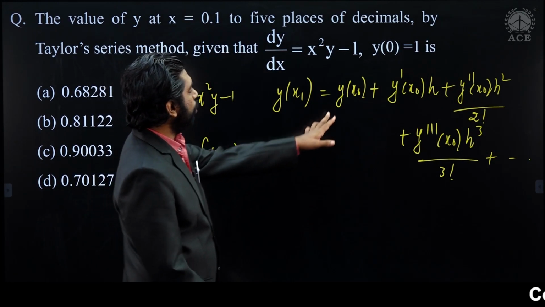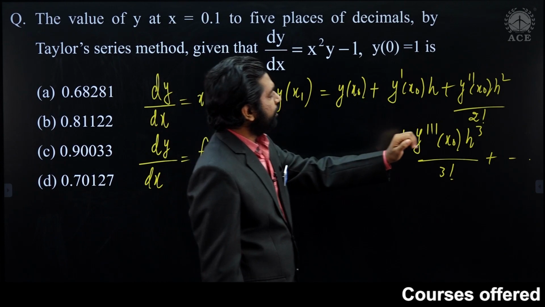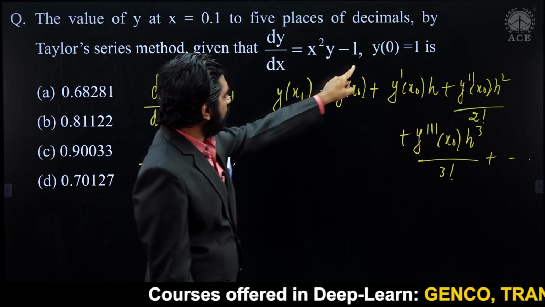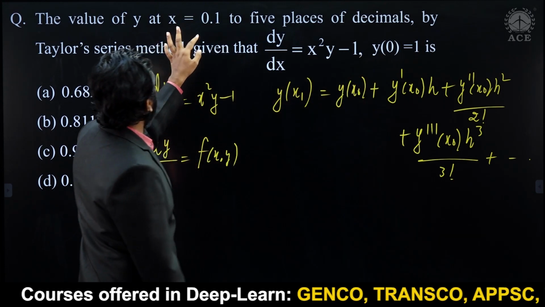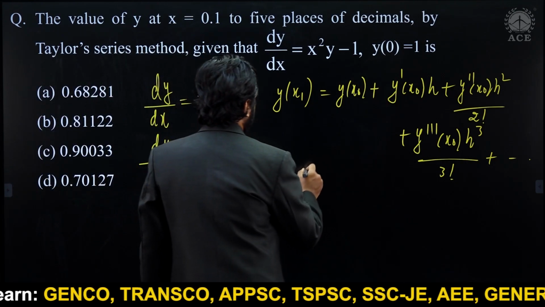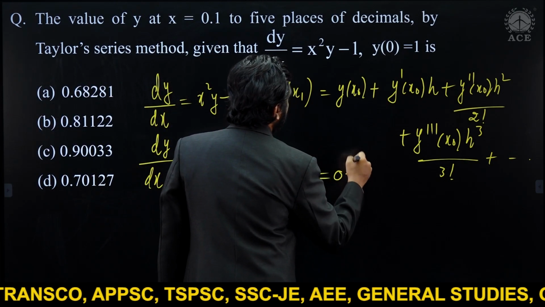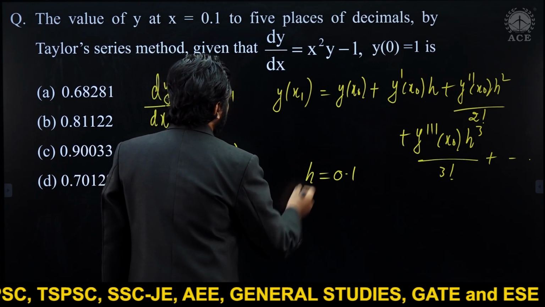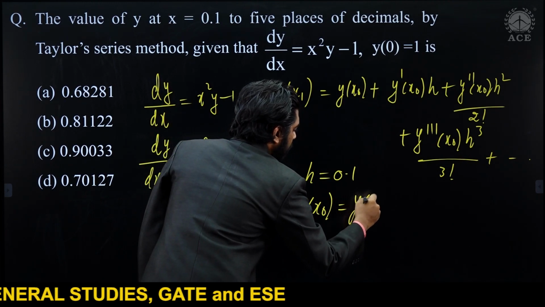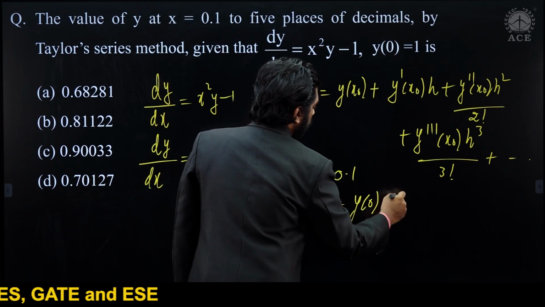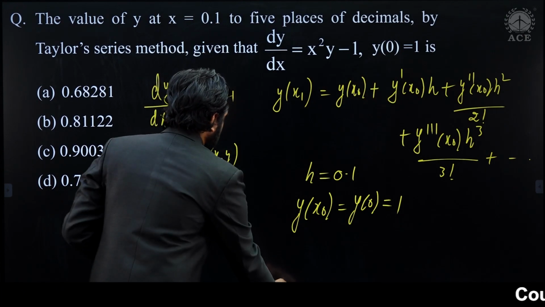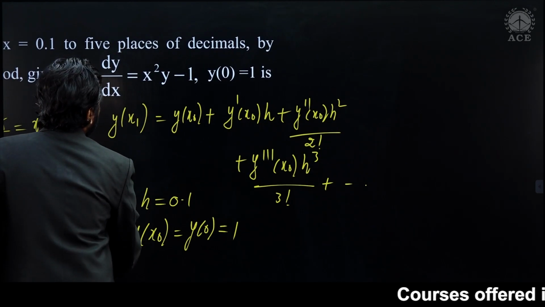Now you need to substitute what is y of x naught, y dash of x naught, y double dash, y triple dash. And since x naught is 0 and x1 is 0.1, their difference would be the step size. So h is 0.1. Let's try to find y of x naught. When you say y of x naught, it means y of 0. What is y of 0 given as? 1. I know this quantity now. I need to find the remaining quantities.